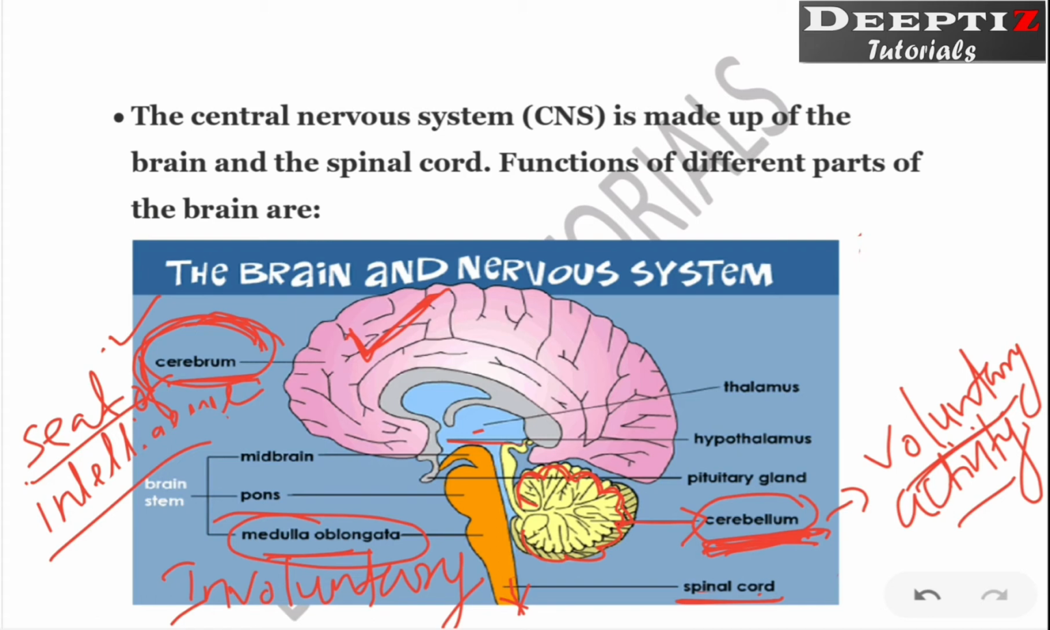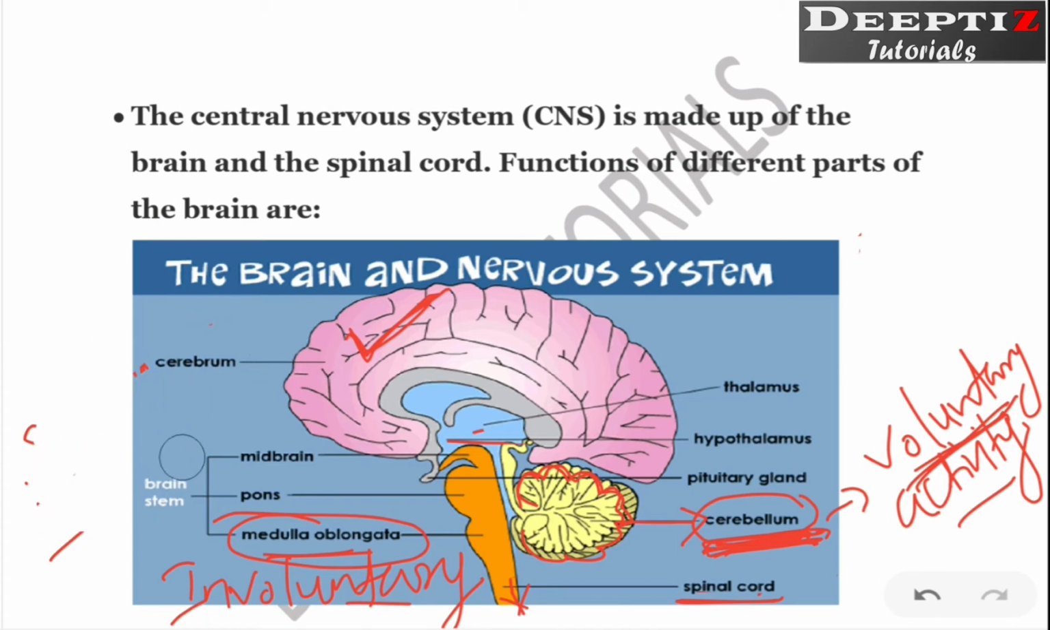Sometimes if a question is asked like, which part of the brain controls posture and balance of the body? Posture and balance of the body means whether to stand properly, whether to sit somewhere. Those things are actually voluntary activity, right? To stand properly or sit properly is voluntary. That is controlled by the cerebellum. So which part of our brain controls involuntary activities? What are involuntary activities? Those activities which we cannot control. That is controlled by the medulla oblongata.